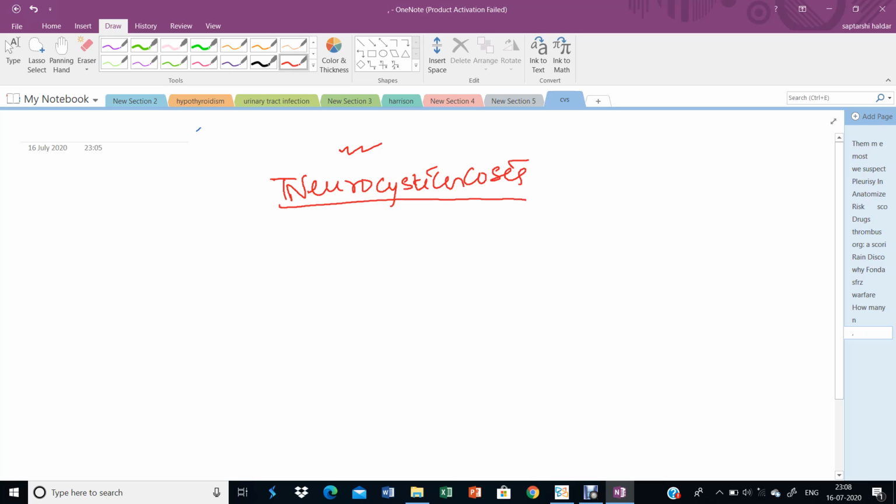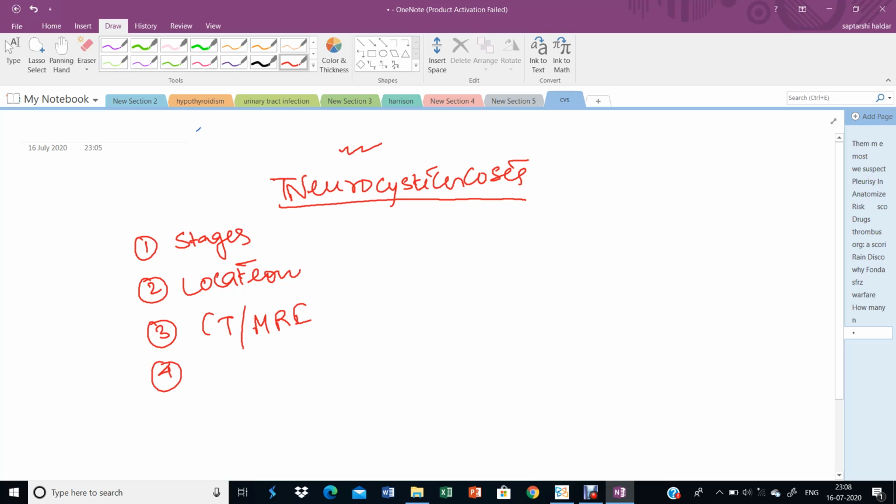We will see first what are the stages of neurocysticercosis, then location of neurocysticercosis, and then we will read what are the features we will see in CT scan and MRI, and last one, special features of neurocysticercosis. And obviously we will discuss the differential diagnosis. What are the differential diagnosis of neurocysticercosis? Let's see the stages.